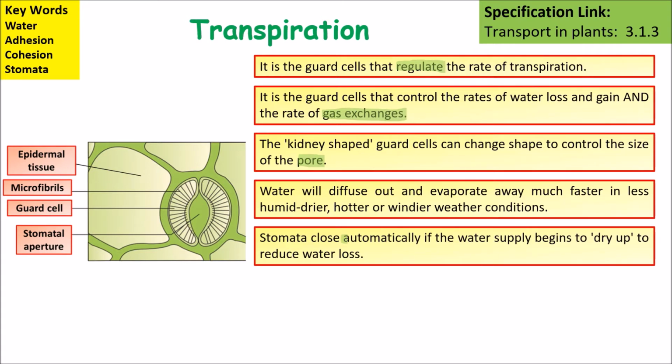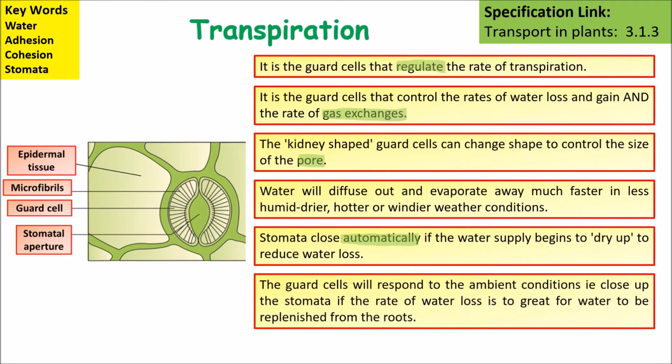Stomata close automatically if the water supply begins to dry up to reduce water loss. The guard cells will respond to the ambient conditions. So, for instance, they'll close the stomata if the rate of water loss is too great for the amount of water that is being replenished by the roots.